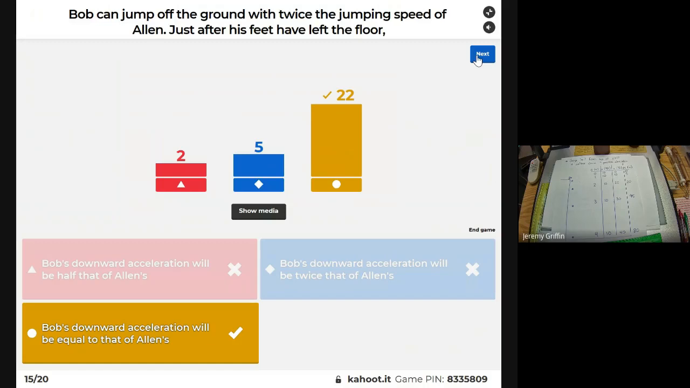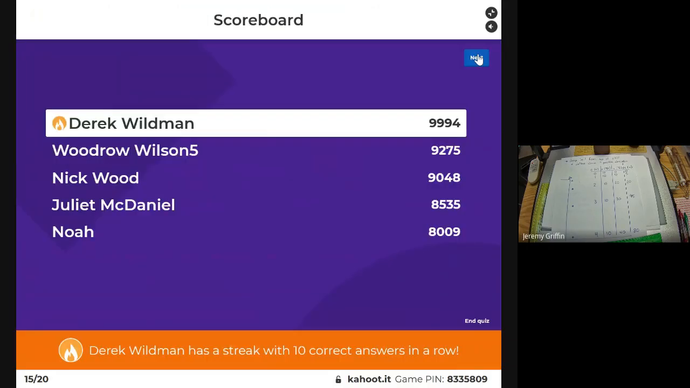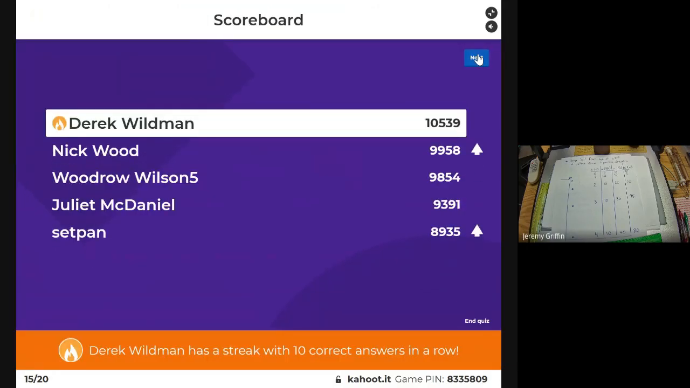What about this though? What if Bob is twice as massive as Alan? Doesn't matter, right? What if Bob jumps at a 45 degree angle? Doesn't matter. It's always down at 10 meters per second squared if you're in free fall. Right? Free fall.